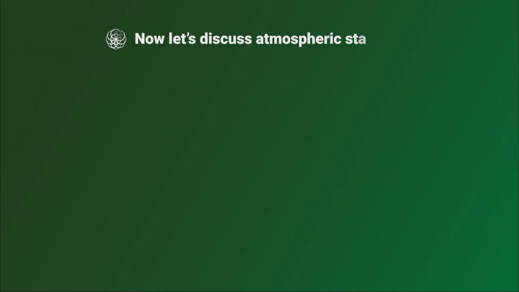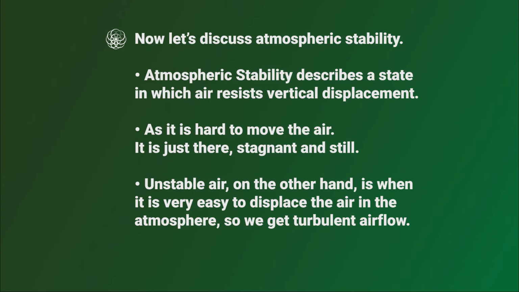Now let's discuss atmospheric stability. Atmospheric stability describes a state in which air resists vertical displacement. It's hard to move the air. It's just there, stagnant and still. Unstable air, on the other hand, is when it's very easy to displace the air in the atmosphere, so we get turbulent airflow.